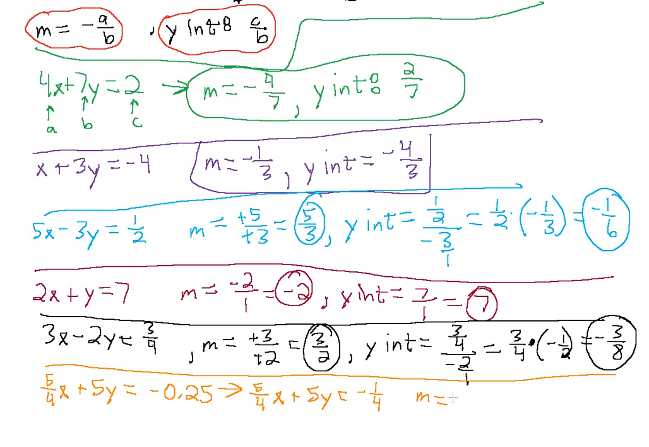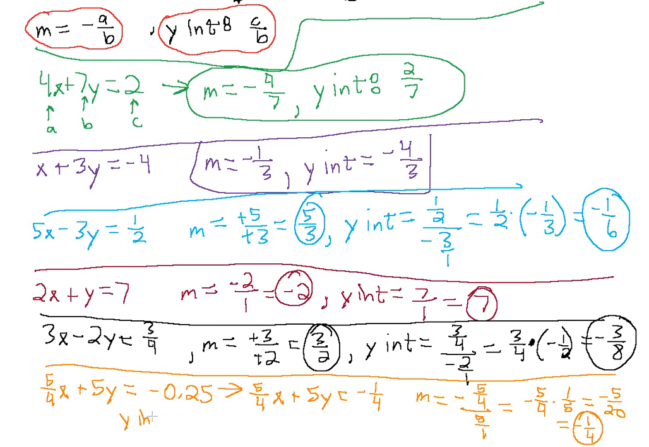Our slope is -a, which is 5/4, divided by b, which is 5. Let's go ahead and write this as 5/1. So we rewrite the first fraction. We flip the second and multiply, which is 1/5. And this gives us -5 divided by 20, or just a slope of -1/4. Okay, very straightforward and simple. Let's go ahead and find our y-intercept.